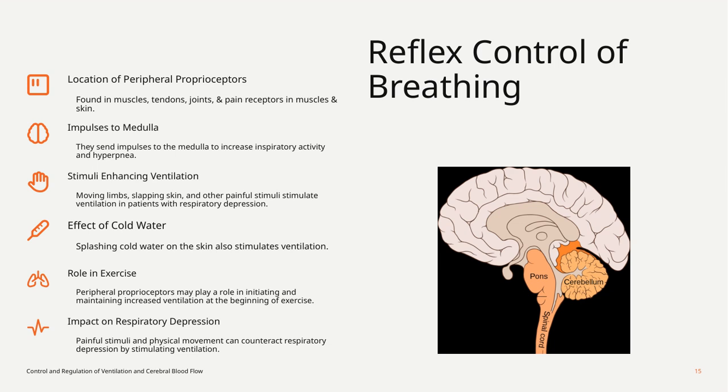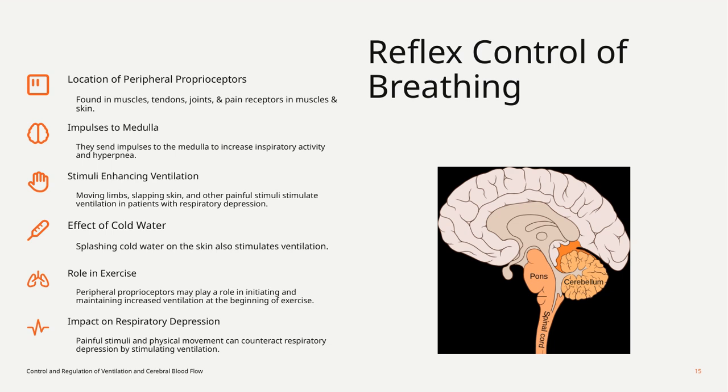Moving on to the role of exercise, peripheral proprioceptors, those sensory receptors located in muscles, tendons, and joints, play a vital part. They help initiate and sustain increased ventilation right at the start of exercise, ensuring our body gets enough oxygen during physical activity. Another interesting point is the effect of cold water.